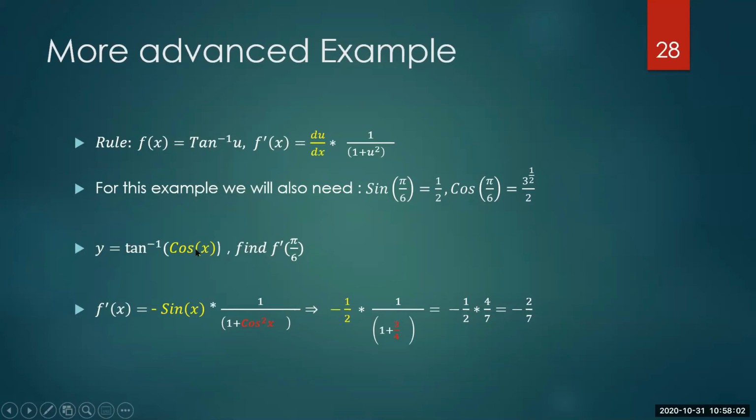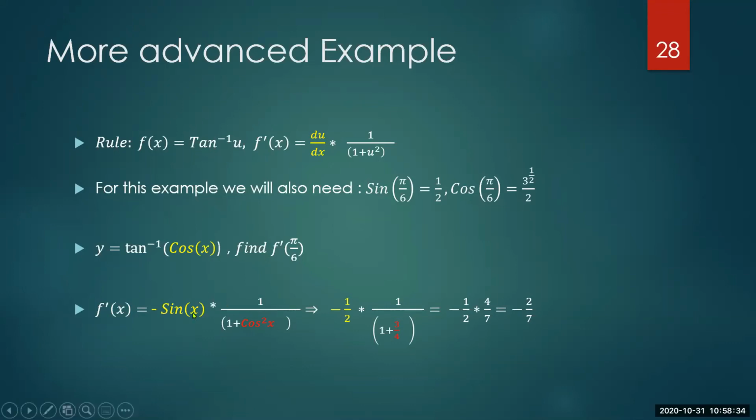And so u is cos of x. So the du dx is minus sine of x. And 1 over 1 plus u squared is 1 over 1 plus cos squared of x. And so that's our differentiation done in one single step. And so we can now evaluate it, because we need to find what is the value of f dash of x when x is equal to pi over 6.